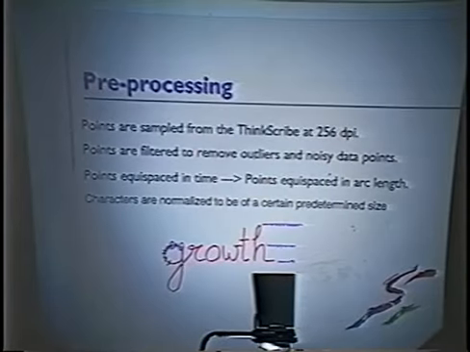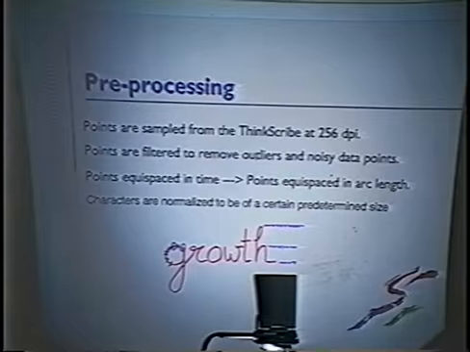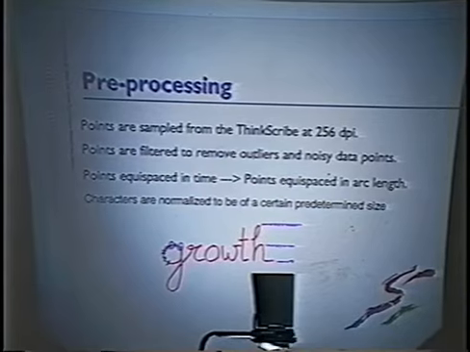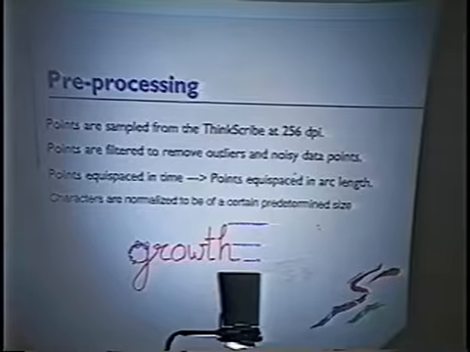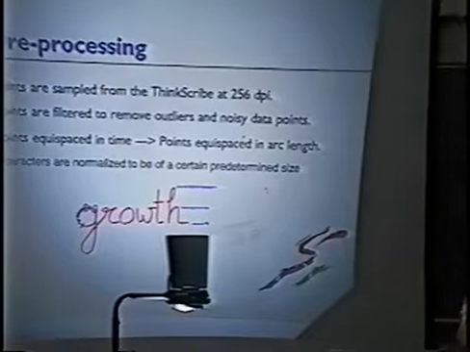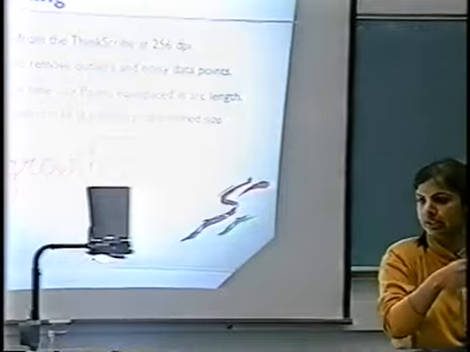Now points come out of the tablet at 256 dots per inch, 254 actually, dots per inch. Then we do a filtering to remove some of the outliers and noisy data points. This is when the pen switches sometimes, doesn't close completely, so you have this jitter. Once the points come time ordered in X, Y, we really don't care about the timing itself as much as the ordering. So if the person writes really fast, we'll have fewer points in there. If they write slowly, then we have more points.